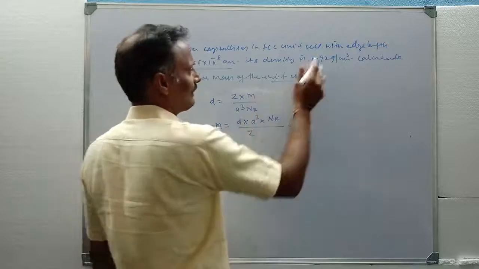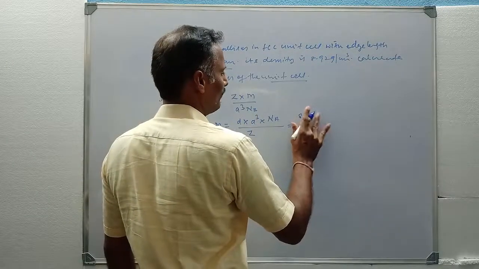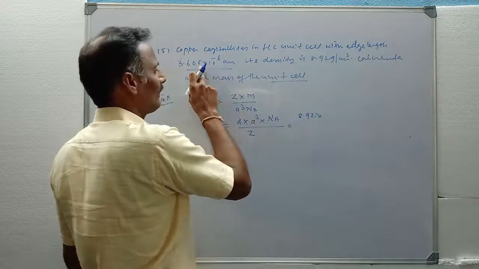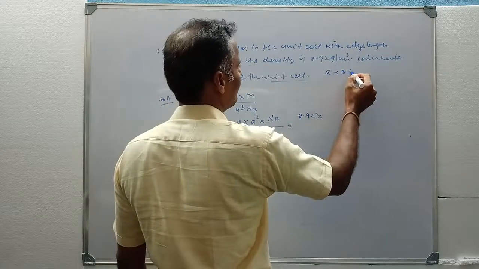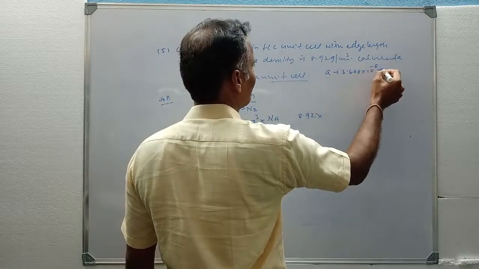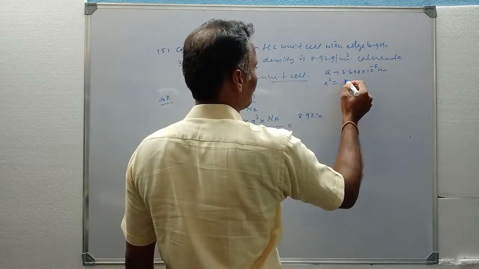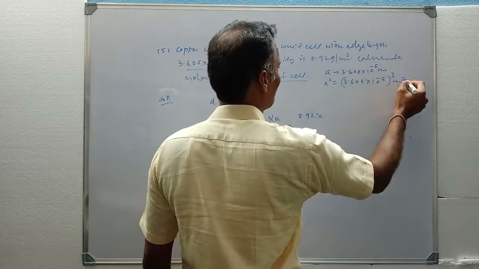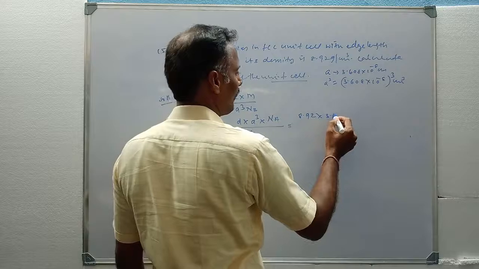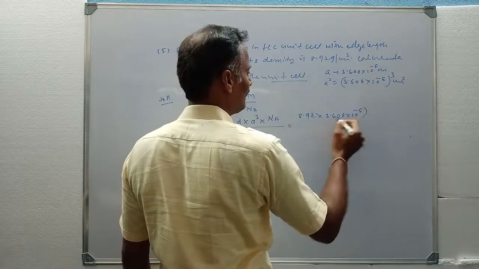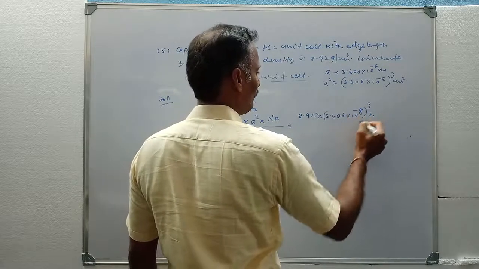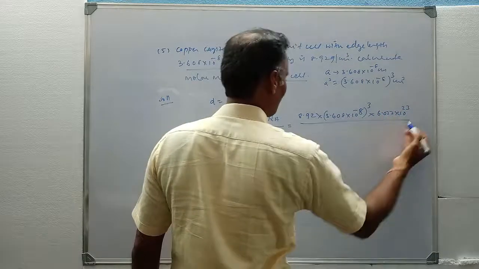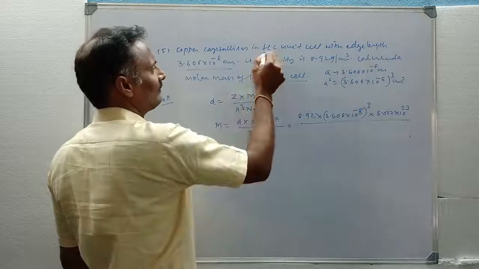The density is given, 8.92 gram per cm cube, and A is given, so you convert it to A cube. A equal to 3.608 into 10 to the power of minus 8 centimeters, and A cube equal to (3.608 into 10 to the power of minus 8) whole cube centimeter cube. So M equal to 8.92 into (3.608 into 10 to the power of minus 8) whole cube into Avogadro number 6.022 into 10 to the power of 23 divided by Z. What is the nature of the unit cell? This is a face centered unit cell.